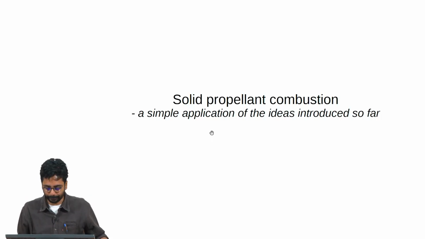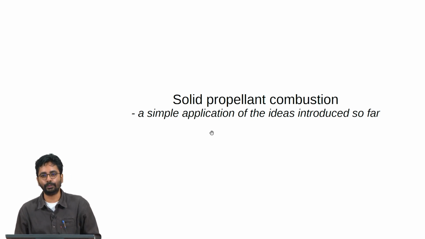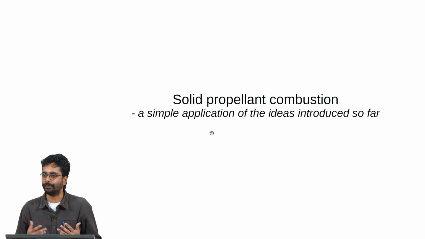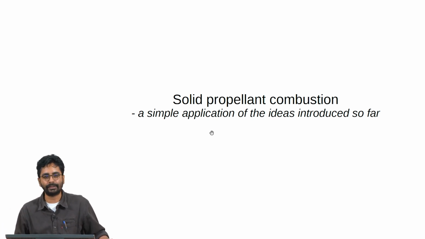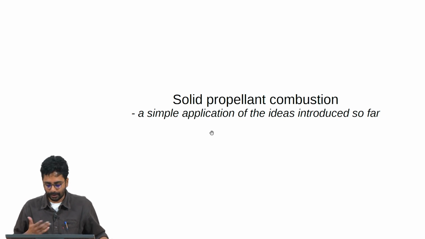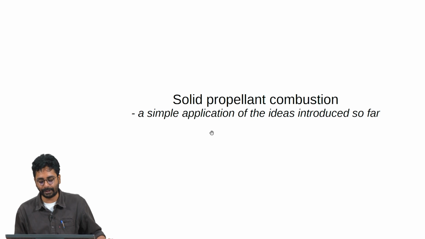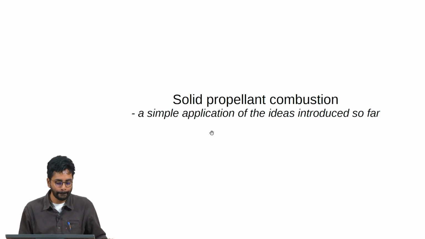Let's continue. The natural progression from what we discussed in the previous lecture is to look at composite solid propellant combustion, which I used as an example to explain the importance of length scales of fuel and oxidizer supply and its connection to lateral diffusion and pressure. So, we will focus on solid propellant combustion starting from this lecture onwards. This is intended as a simple application of the ideas introduced so far.